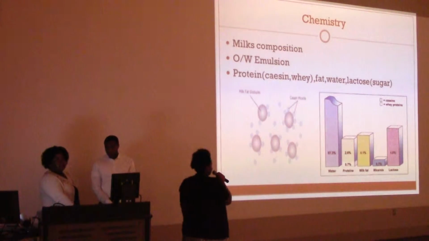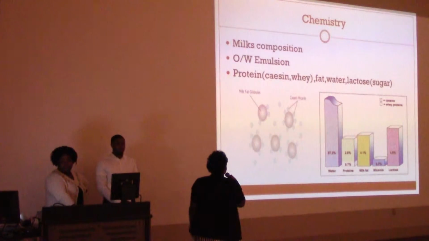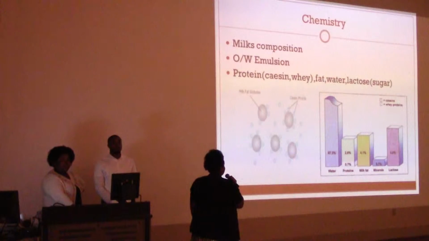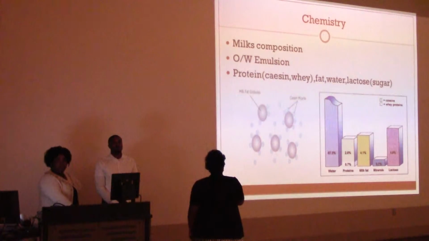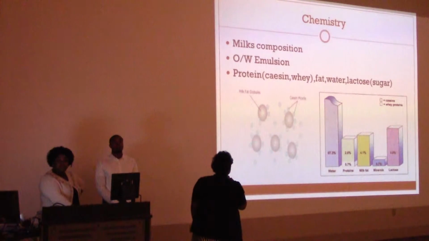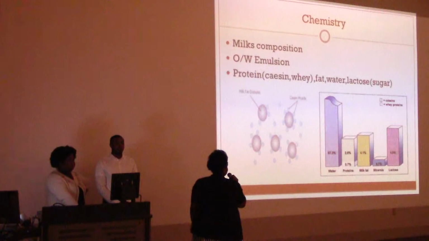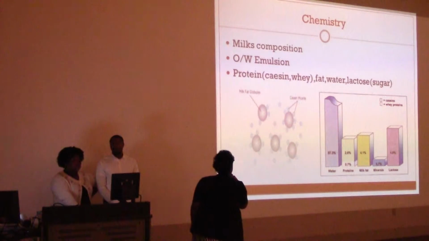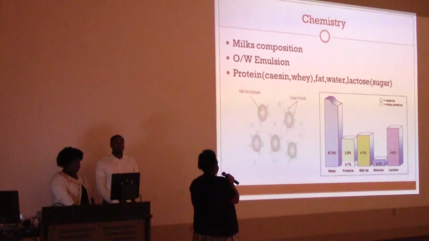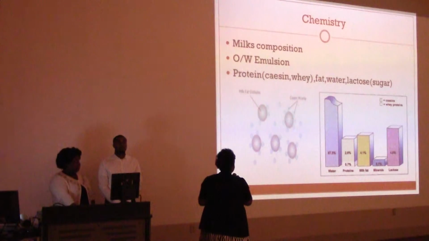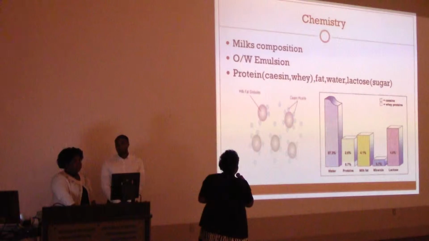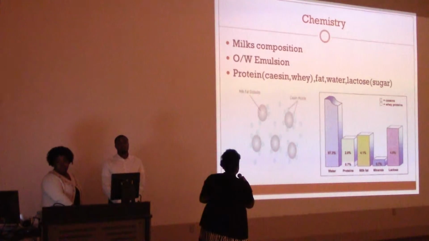Okay, so before we can look at the cheese composition, first we need to look at what the cheese is actually made of, which is milk. And milk is an oil and water emulsion, and within that you have your proteins, which are the casein and the whey, your fat, your water, your lactose, which is also your sugar. So within that milk, you have your milk fat globules, and upon those you have your casein micelles. Now upon those casein micelles, you have your kappa caseins, which I'll get back to in a minute.